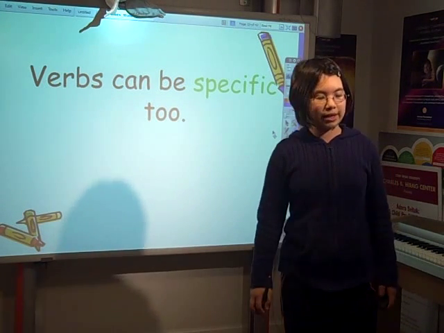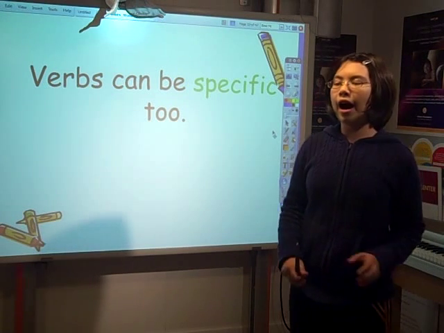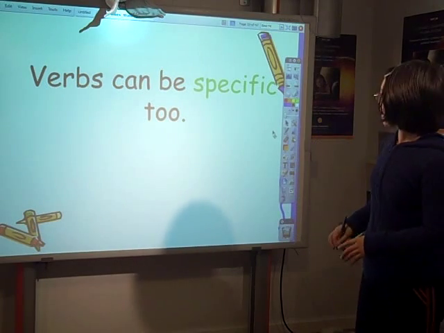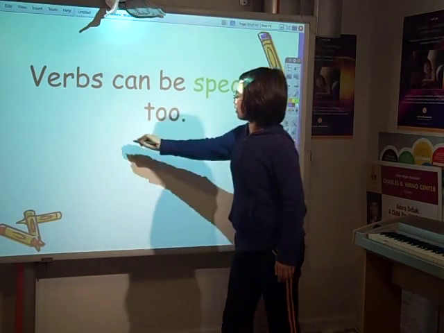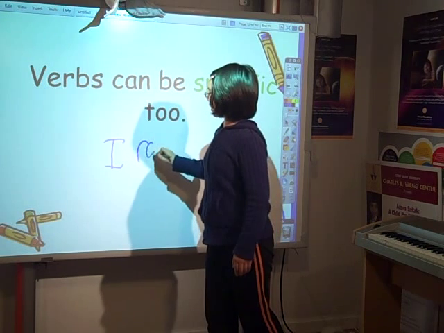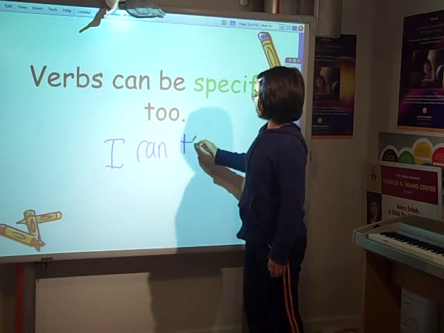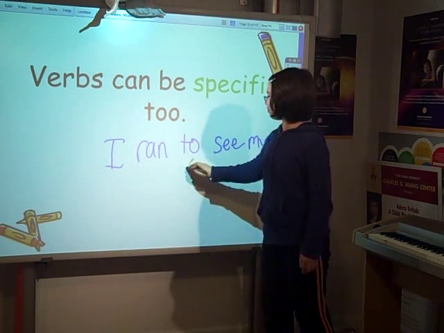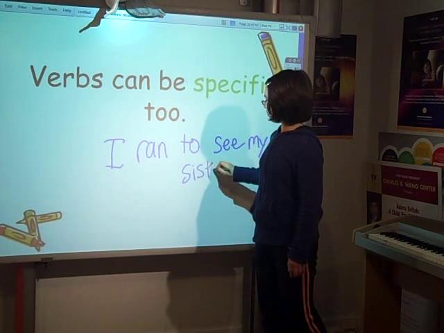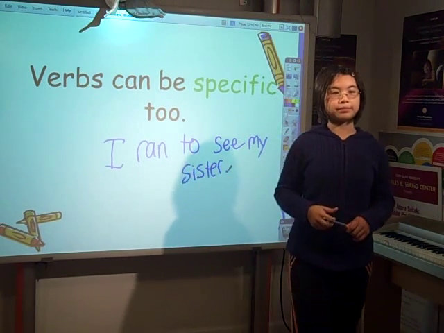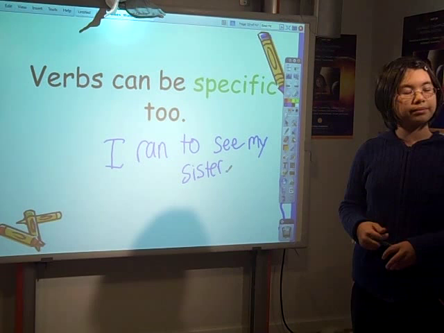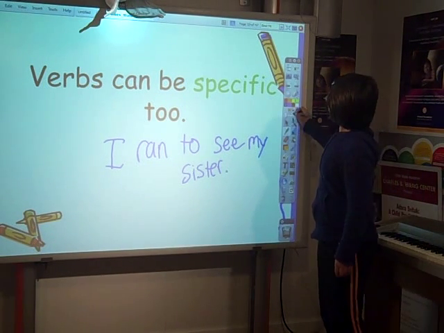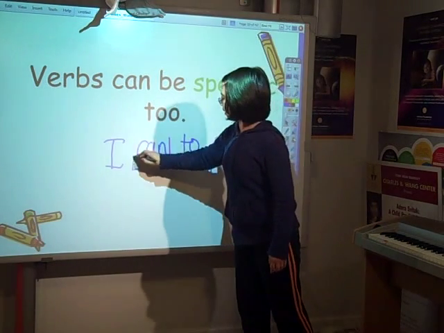Let's say I have a sentence: I ran over to see my sister. So let me write that out. I ran over to see my sister. Can you spot the verbs in there? Actually, I'll say I ran to see my sister. Where are the verbs? Ready? I ran to see my sister. Ran and sister. Ran, very good, that's one. And where's the other one?